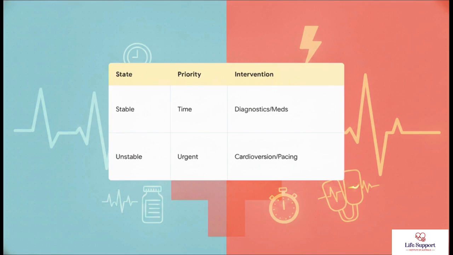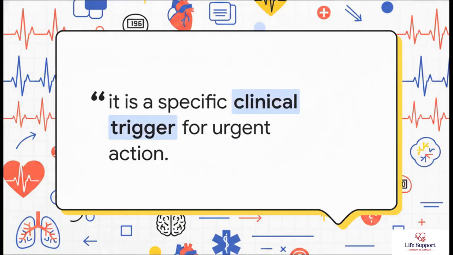But if they are unstable, if they hit even one of those red flags, you must take urgent action right now. We are talking about immediate, emergent physical or electrical interventions, like synchronized cardioversion or pacing. There is absolutely no time to wait. So the crucial point is captured perfectly in this quote from the source material. In cardiac emergencies, being unstable is not a vague description. It is a specific clinical trigger for urgent action.